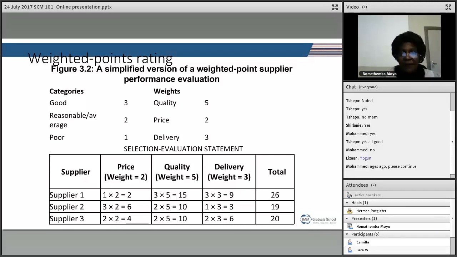On delivery, supplier 1 has 9. Remember, delivery is out of 3. Supplier 2's delivery is 3. Then delivery for the next supplier is 2, and if it's 3, it is good, it will be 6.